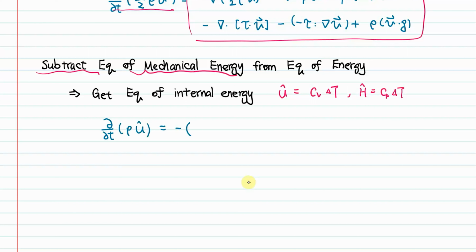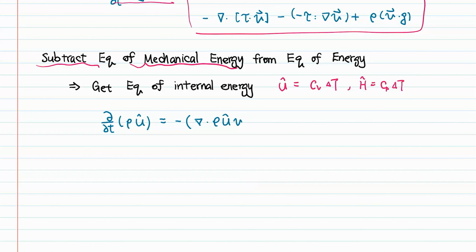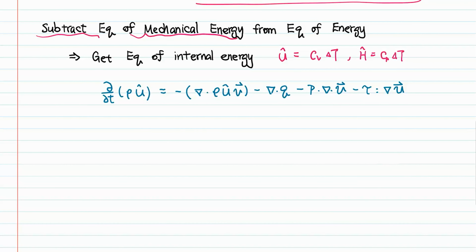negative gradient rho u times v, this is a vector, minus gradient of the conduction, minus p times gradient v, minus the dot product of the stress tensor with the gradient of the velocity. Okay, so we can look at each term by term here.